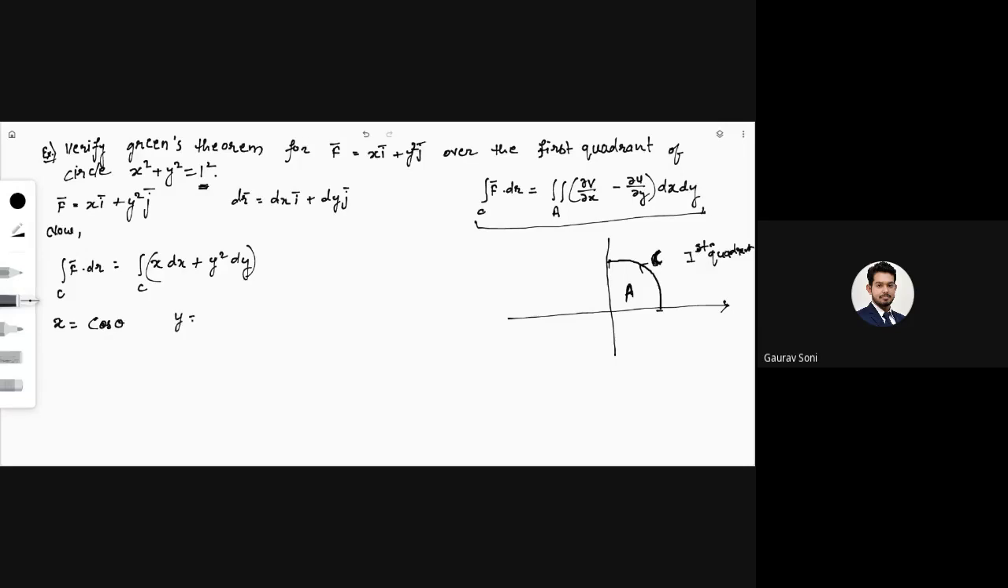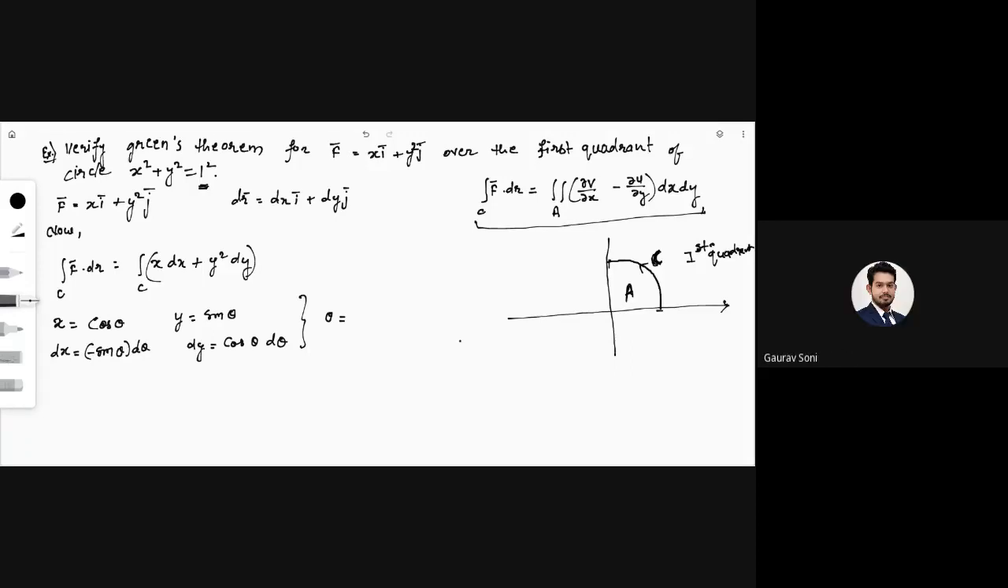What was the substitution for y? Sin theta. So dx will become minus derivative of cos theta is minus sin theta d theta. What will be dy? Derivative of sin theta is cos theta d theta. Fine. Now we have x, we have y, we have dx, we have dy. What are the limits for theta? Theta क्या होता है? Angle. What is the angle here? X axis 0 पे to pi by 2.